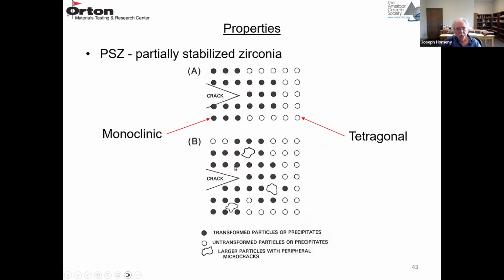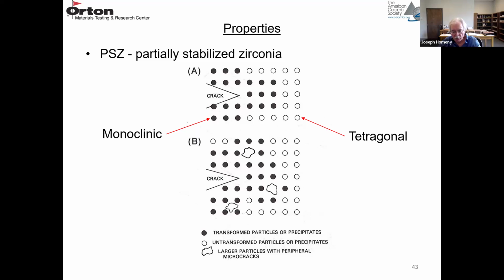This one, they just added some secondary particles, and there are probably thermal expansion mismatches. So they're just there to create additional microcracks that absorb energy. One way you make a thermally shock resistant material is you develop microcracks in the vicinity of the cracks that develop during thermal shock, and those microcracks absorb energy and take it away from the growing crack.